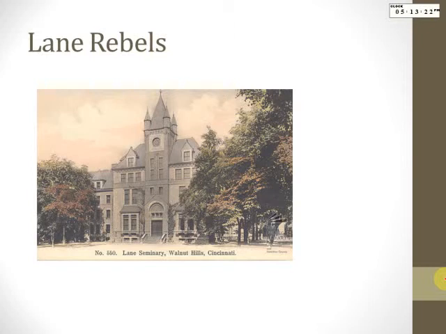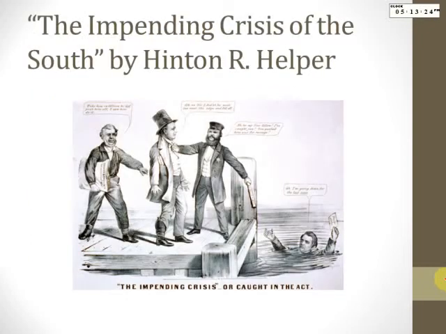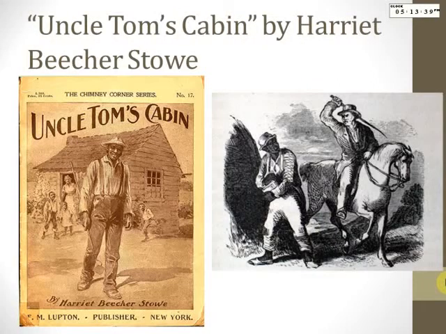The Impending Crisis of the South. Again, another book that argues that the poor whites were also hurt by slavery the most. So just argue that as well. Uncle Tom's Cabin, a definite must-know. Here's a book that pretty much convinced everyone that slavery was bad if you were undecided. Uncle Tom's Cabin by Harriet Beecher Stowe.